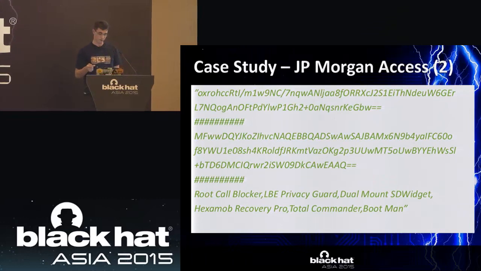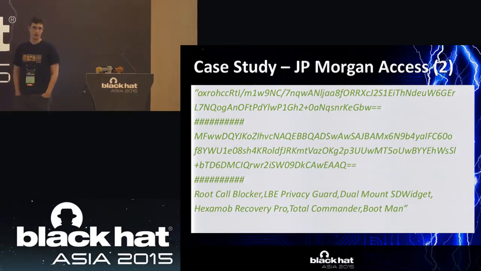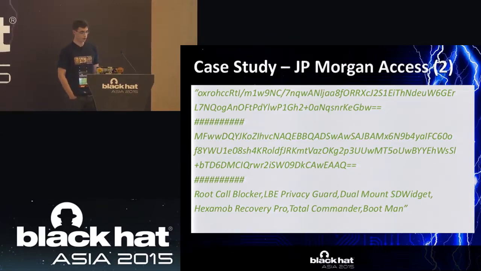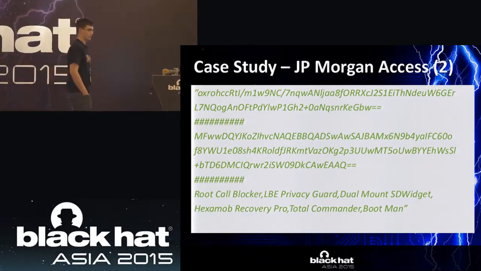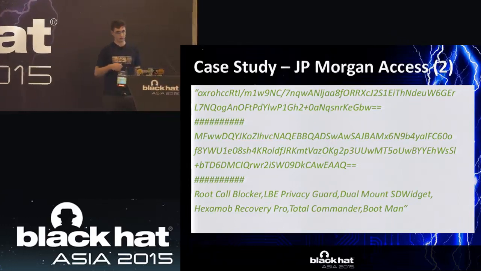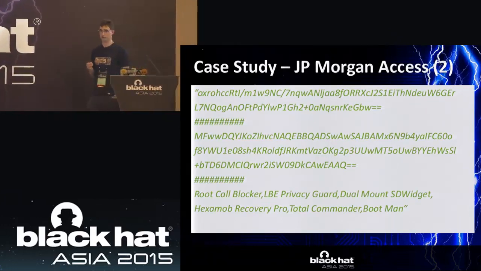There are several strings in this string. We have a recurring pattern to parse the string. The first two seem to be signatures, but the third one does not seem to be a signature. It is in fact a list of applications that use root rights. So our guess is that JP Morgan searches for applications that use root rights. When it detects one, it means the phone is rooted.